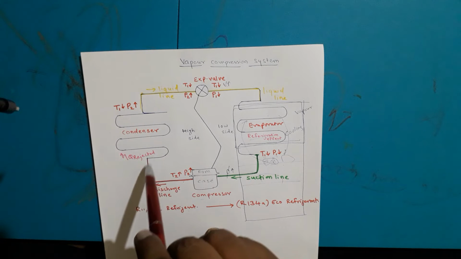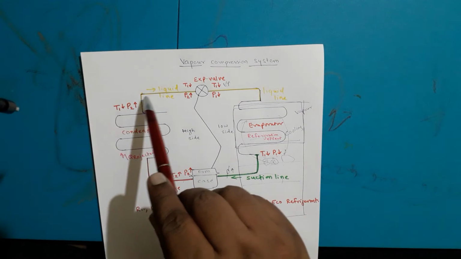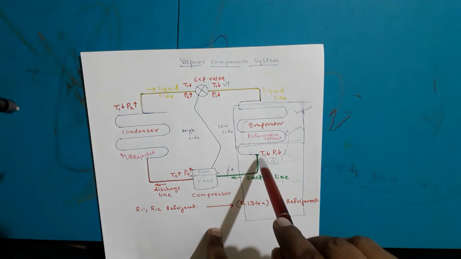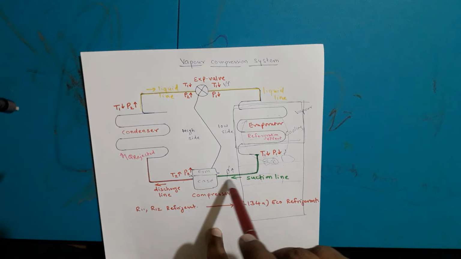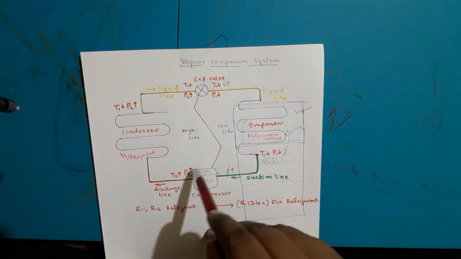The discharge line is very hot, that's why it is coded in red. The liquid line is somewhat cool, so it is given yellow. And the suction line, where low temperature and low pressure vapors will come, is given green, right? So one by one we will study these, starting with the compressor.